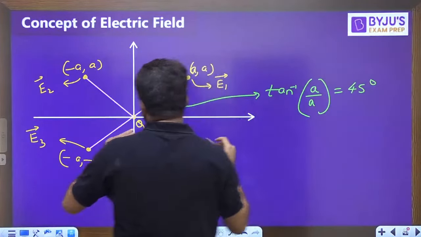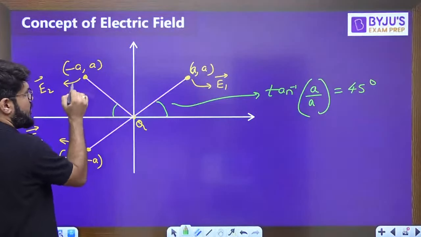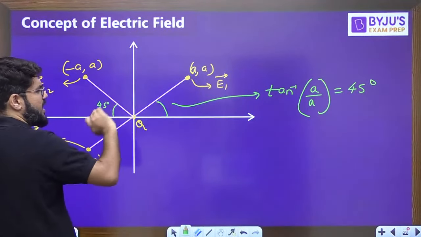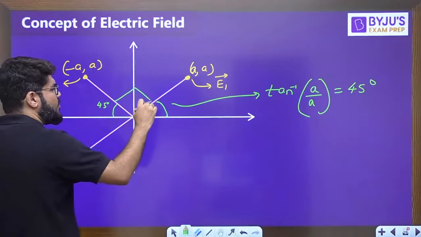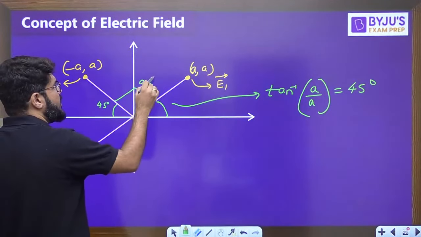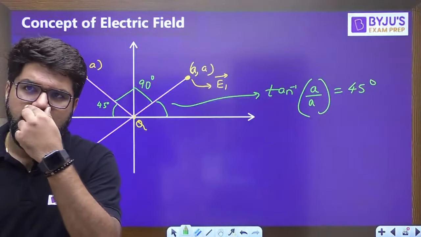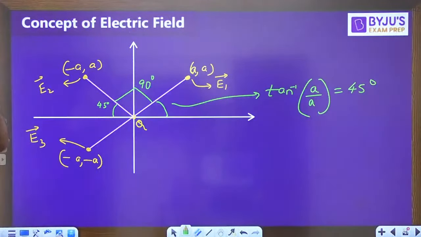So guys, if this is 45 degree, this will also be 45 degree, because tan inverse A upon A, and the total straight angle is 180. From 180, when you subtract 45 and 45, what you get? 90 degree. Right? Now it looks clear.